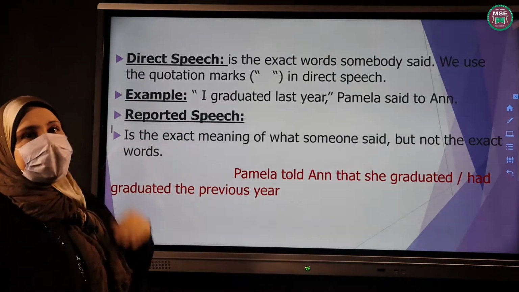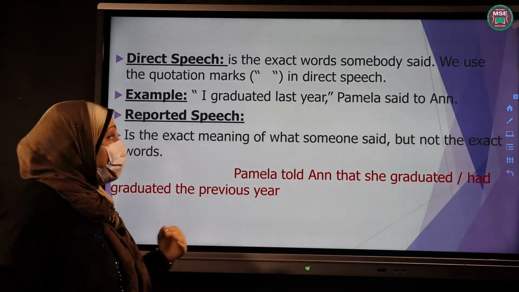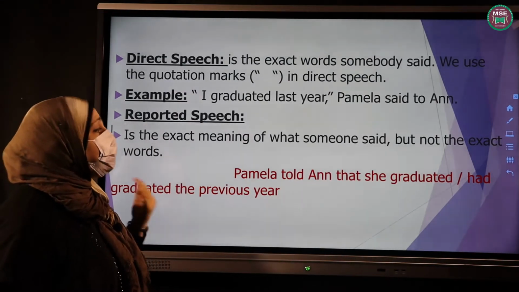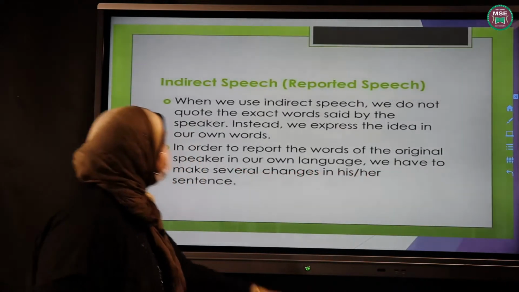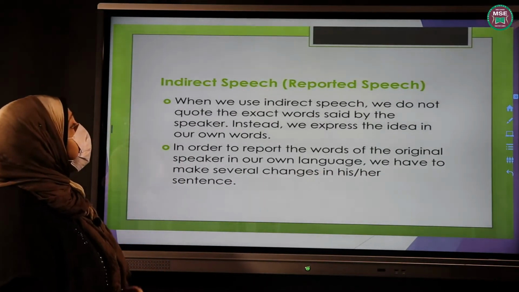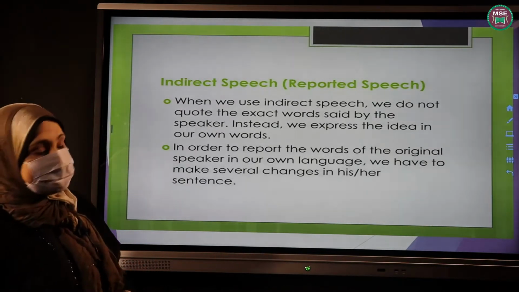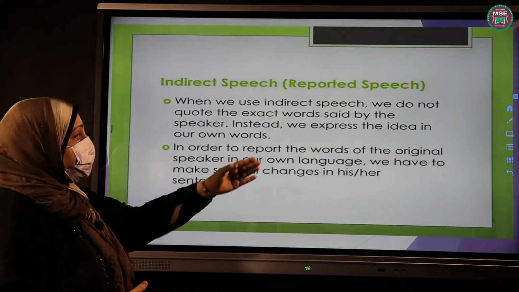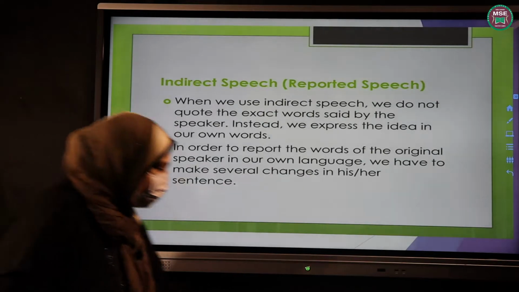How about indirect or reported speech? You say the exact meaning of what someone said, but not the exact words. So I'm going to say, Pamela told Anne that she graduated, or had graduated, the previous year. In indirect speech, we do not quote the exact words said by the speaker. Instead, we express the idea in our own words. In order to report the words of the original speaker in our own language, we have to make several kinds of change. Let's see.